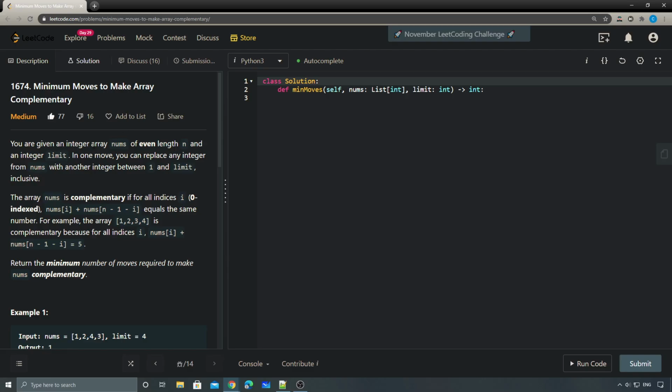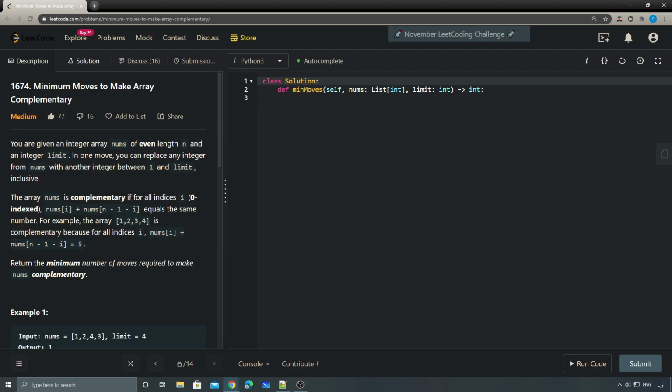So you're given an integer array nums of even number of integers and an integer limit. So in one move, you can replace any integer from the nums with another integer between 1 and the limit, inclusive. And then it defines the complementary. So complementary is for all the pairs, nums[i] plus nums[n minus 1 minus i] equals the same sum.